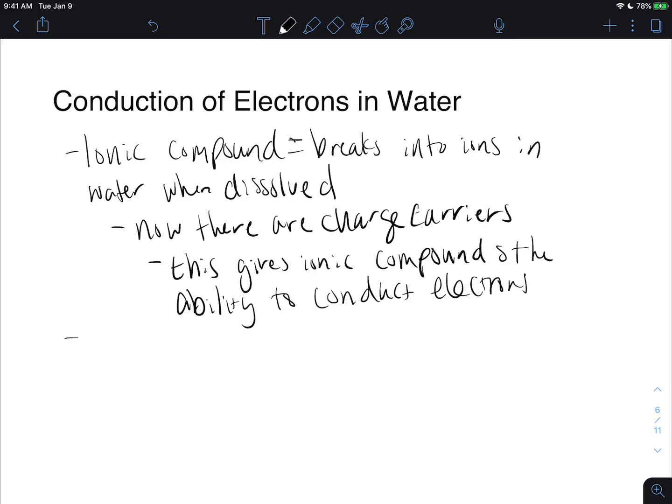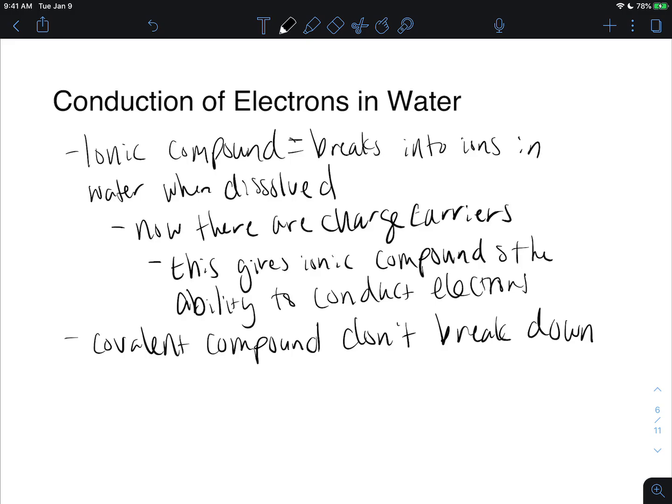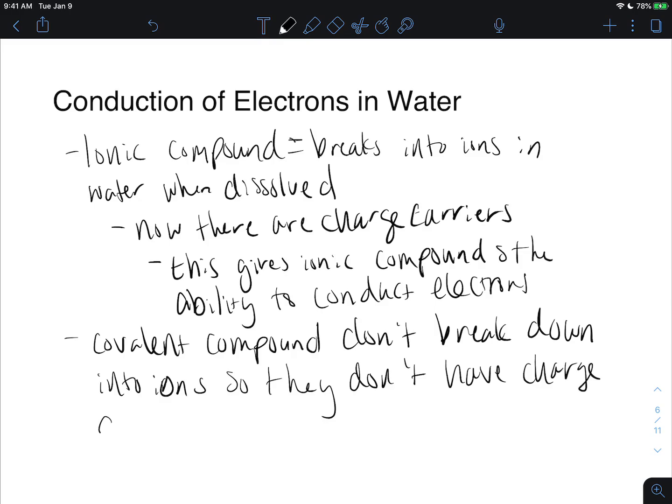If we have a covalent compound, with the exception of acids and bases, we'll hit on that in just a minute, covalent compounds don't form charge carriers when dissolved in water. So they don't break down into ions. So they don't have charge carriers. As a result, they can't conduct electrons.